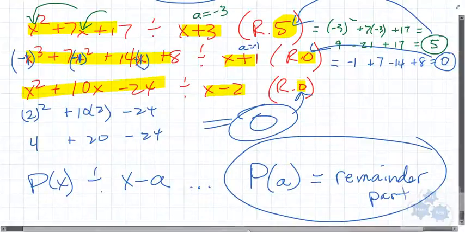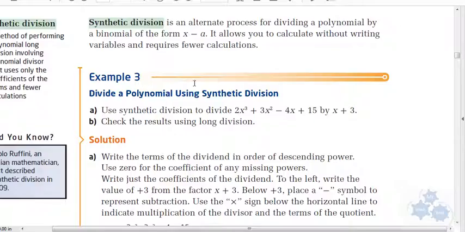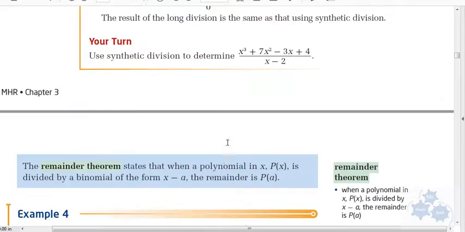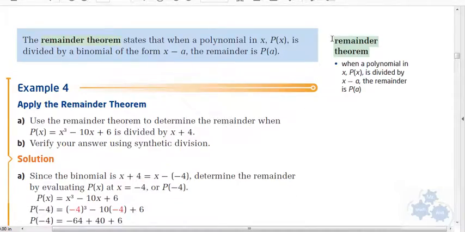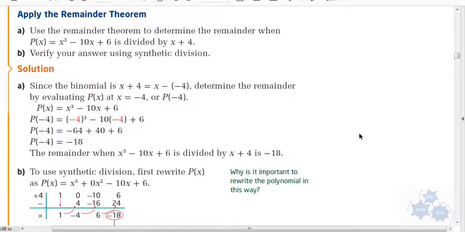So I'll just bring that up in the textbook. Okay, let's see, remainder theorem right here. This is what it is. It states that when a polynomial in x, that's P of x, is divided by a binomial in the form of x minus a, the remainder is P of a. This is actually going to become very important in our next lesson when we talk about the factor theorem. Knowing what the remainder is ahead of time without doing all the work is going to be quite useful to you.